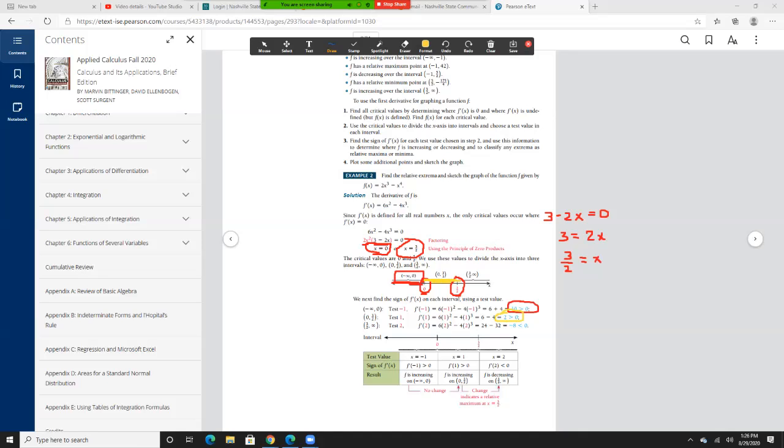And then on the last interval, he chose 2 for the test value, which gave him -8. And that means that the function is decreasing on this interval because the derivative is negative. And here they just sum it all up in a nice table for you.